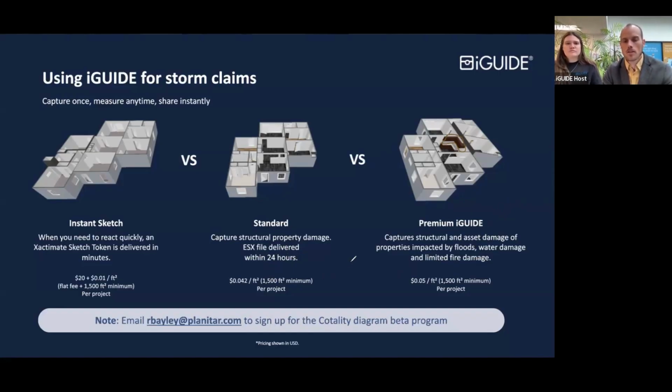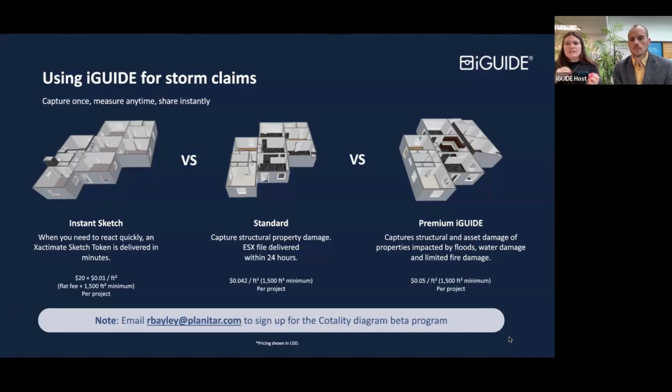These are human drafted. I will add a little point about the time frame. So for the instant sketch, like Peter mentioned, it's very quick turnaround. So we say delivered in 15 minutes. Often it's even quicker than that, especially depending on the size of the space you're in. But it's instant. So you're going to get that tour, that iGUIDE tour I showed earlier, and you're going to get a token to put into Xactimate, which we'll show in 1 second how that all works.